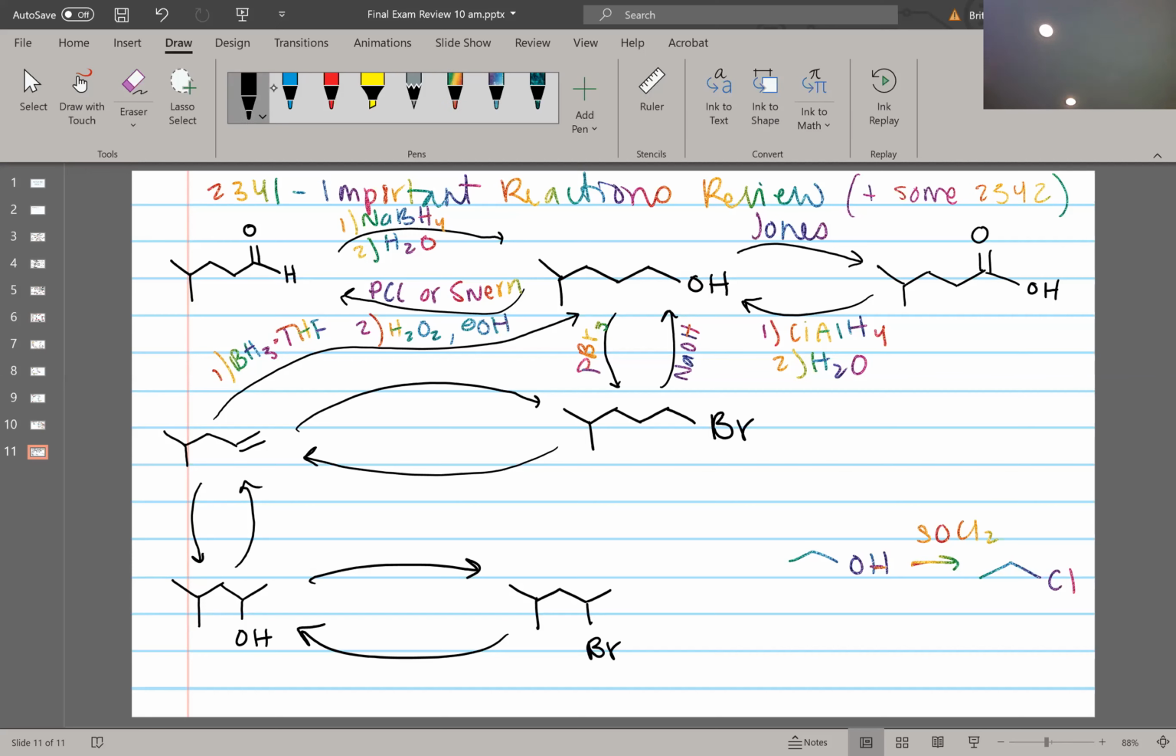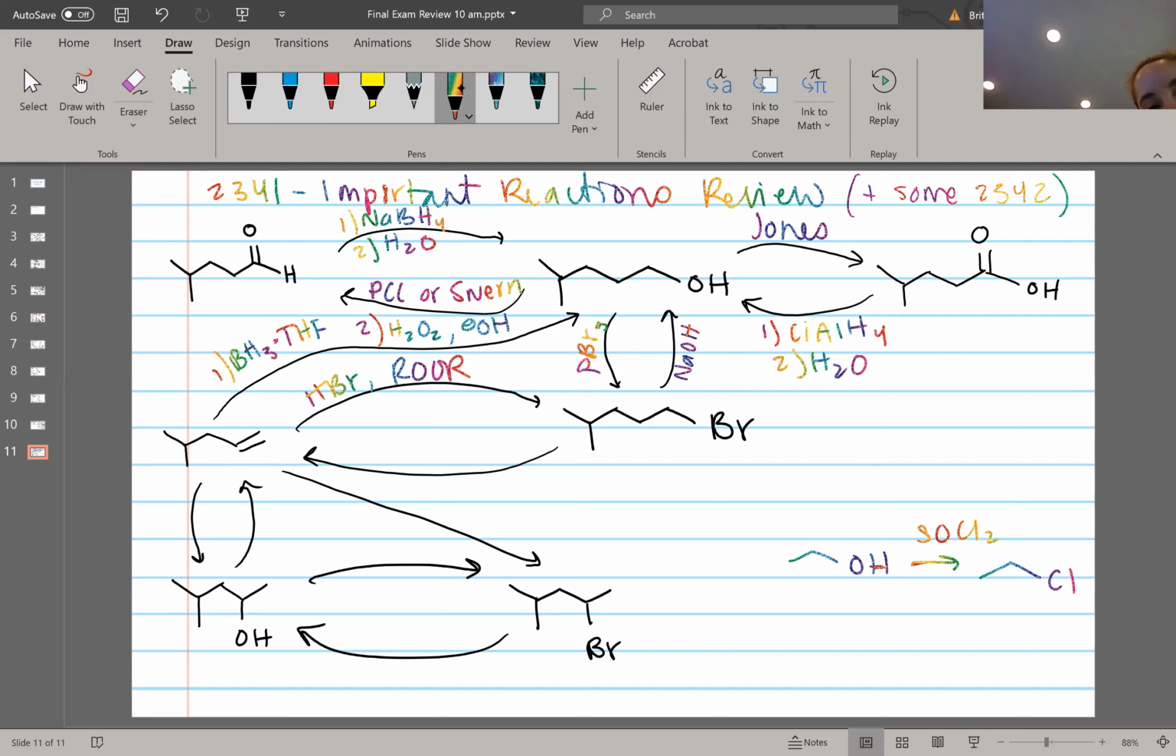And we can also draw in another arrow there. Could you use HBr and peroxide? Yes, yeah. You would have to add in the peroxides as a catalyst for some radical chemistry, right? Because it's going to be anti-Markovnikov.